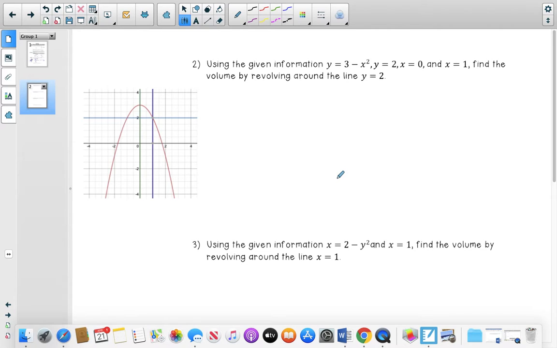I'm going to do another video with a few other problems just to help you out. Okay, so this is the graph of all this information. The y equals 3 minus x squared is the red graph. The x equals 0 is the green graph. The x equals 1 is this graph. And then revolving around this is that graph.